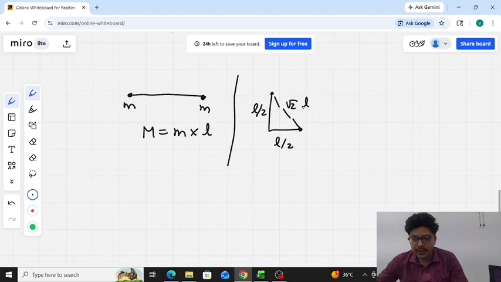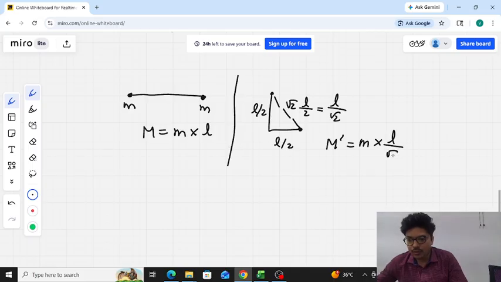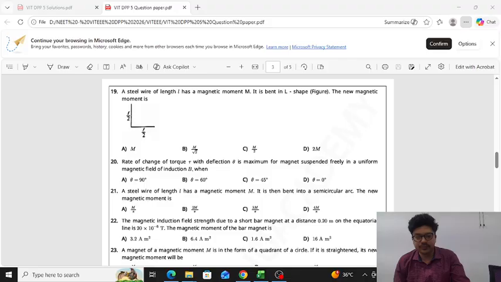Root 2 L by 2 is equal to L by root 2. So the magnetic dipole moment M dash is equal to M into L by root 2, that means ML by root 2, which is equal to M by root 2. So M by root 2 is the answer for this question.